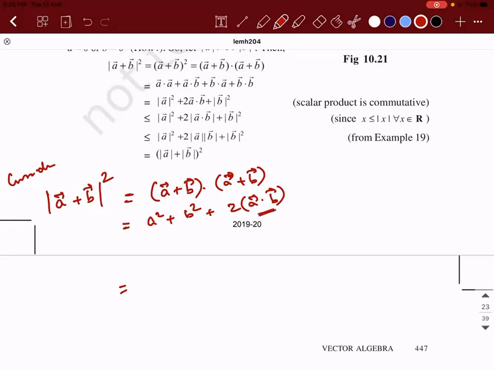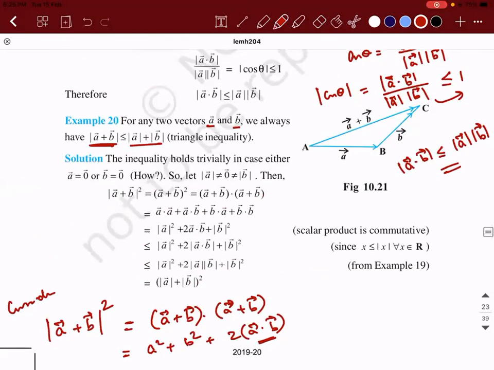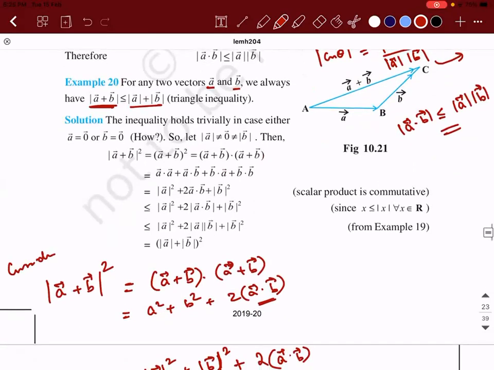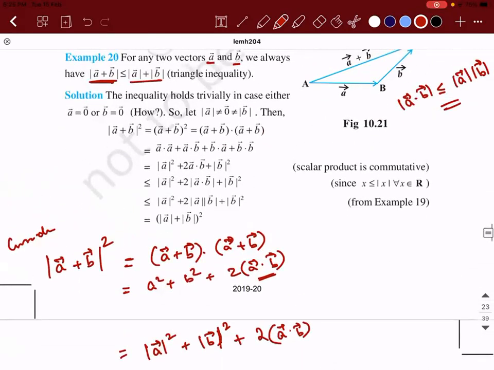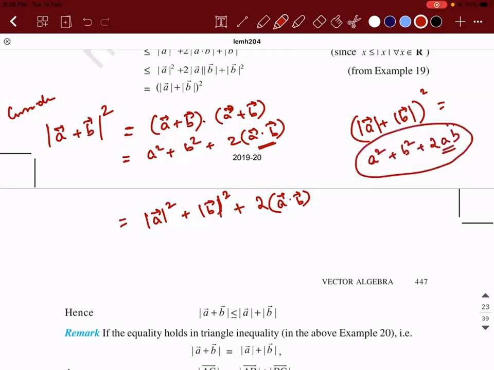So I'll have magnitude of A square plus magnitude of B square plus 2 times, can I write it as A vector dot B vector? Did they give that A and B both are positive? So for any two vectors A and B, listen, if I take magnitude of A vector plus magnitude of B vector square, then what will I get? That will be A square plus 2 times A. So what is the difference between this and this?